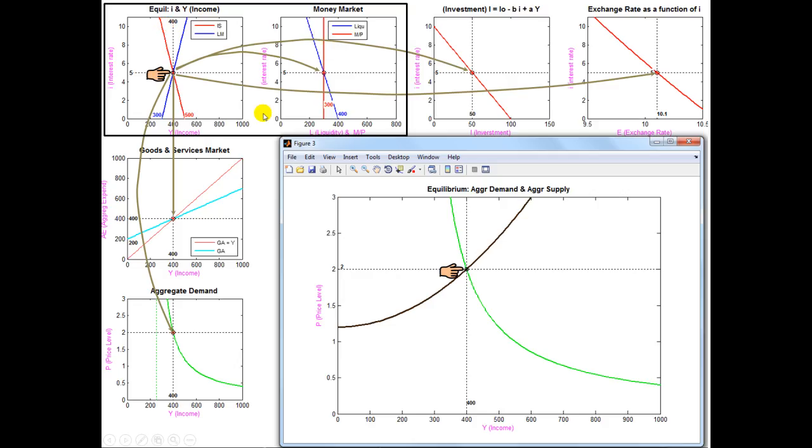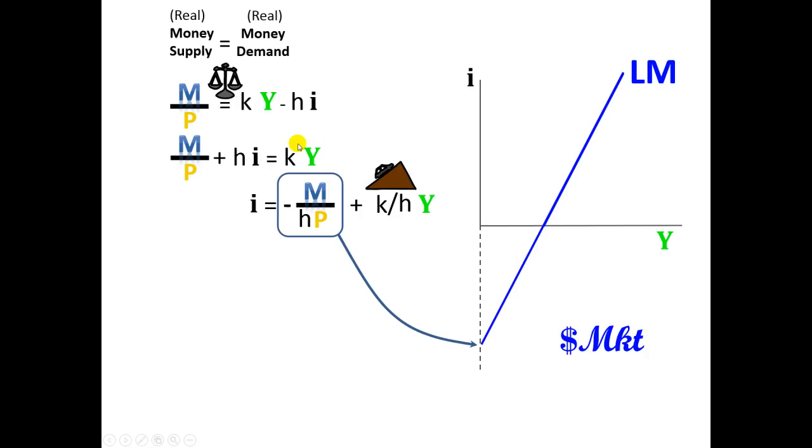Okay, so let's get started. In the previous video we found that the LM curve comes from the equilibrium between real money supply and real money demand, and then isolating I, we found the LM curve where this was the intercept and this was the slope. In the simulator we only show this part of the LM curve.